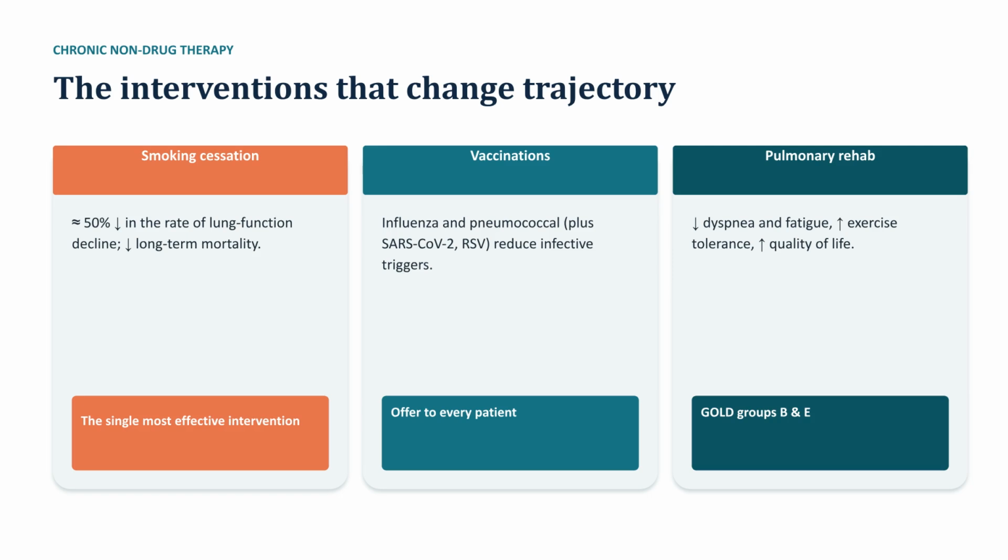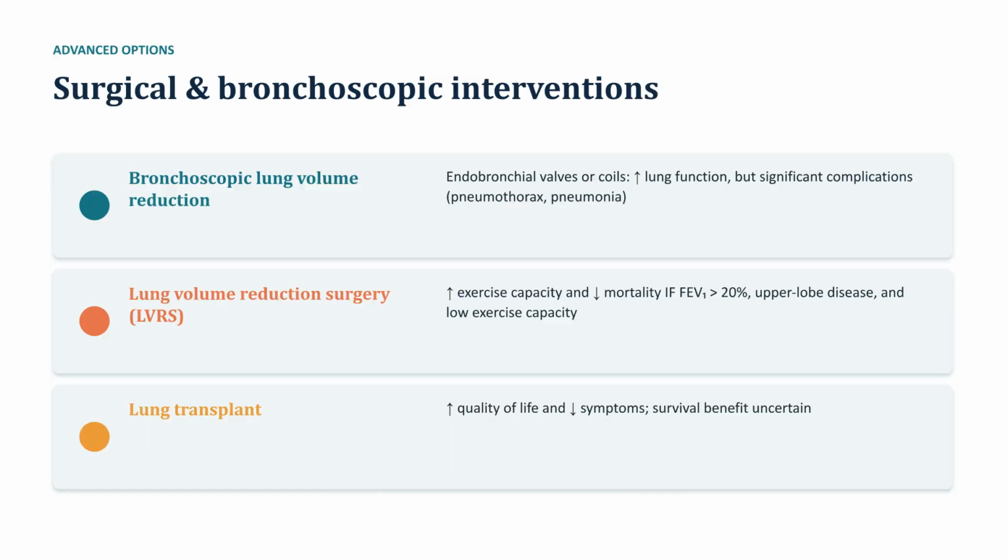Pulmonary rehabilitation is vital for those in Groups B and E, and oxygen therapy is reserved for specific hypoxemia thresholds, as it is the only therapy proven to reduce mortality. For advanced emphysema, procedural options exist, though they are reserved for carefully selected patients. Bronchoscopic lung volume reduction uses valves or coils to collapse the most diseased regions, improving function but carrying risks like pneumothorax. These are specialist referrals, not first-line treatments.